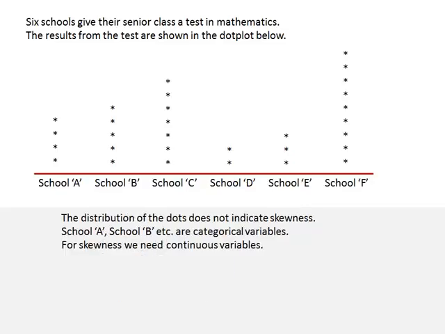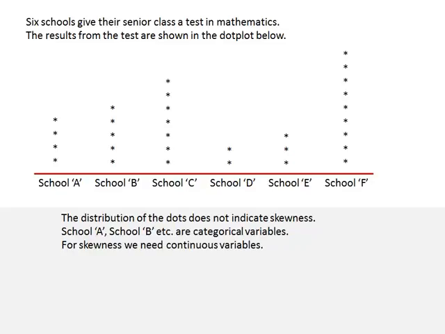The distribution of the dots does not indicate skewness. School A and School B, etc., are categorical variables. In other words, they're just the names of the schools. They're not variables that we can analyze quantitatively. We can't take averages and work out standard deviations. They're just the names of the schools.